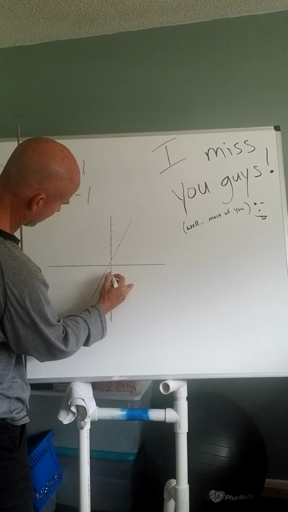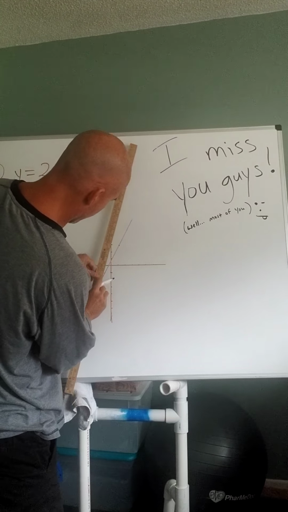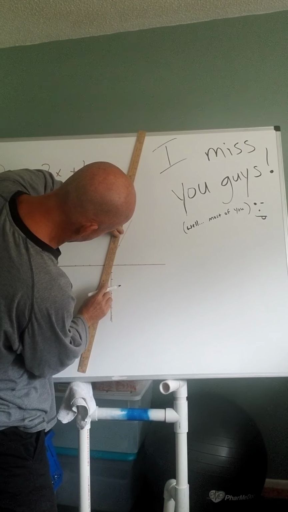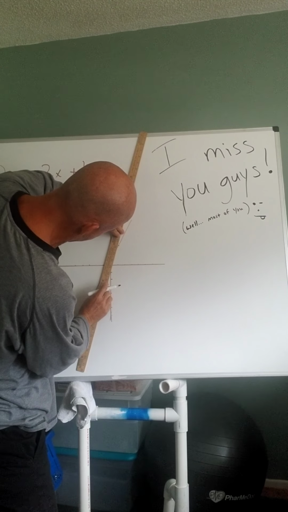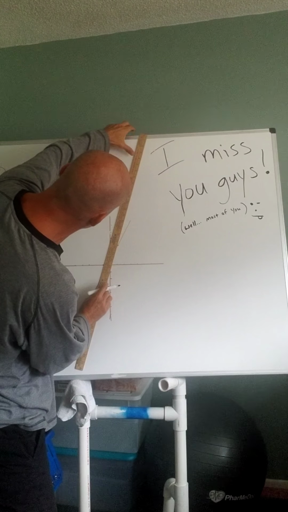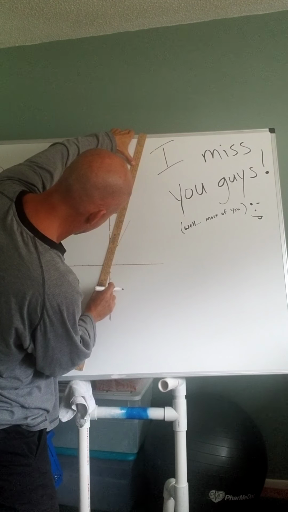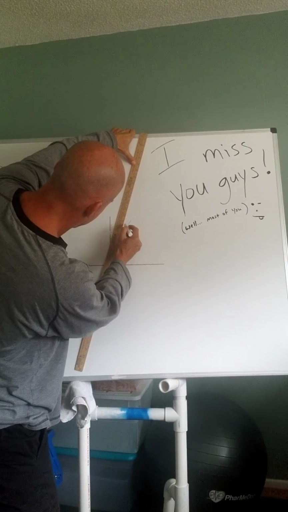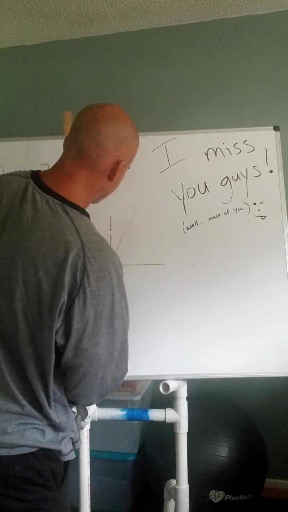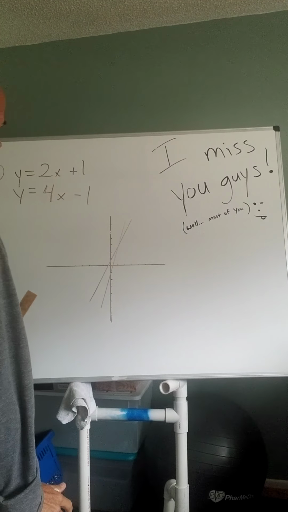So -1 is right there. So now I'm going to line those two up and connect those two. I kind of already have my answer as to where they cross because I just landed on the same point on the other line, but that's all right. So now I draw my line there. So there I have my two lines.